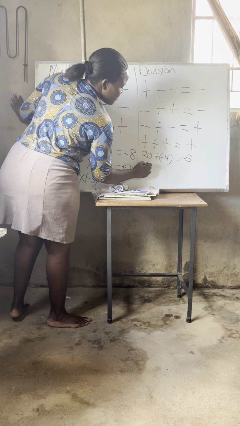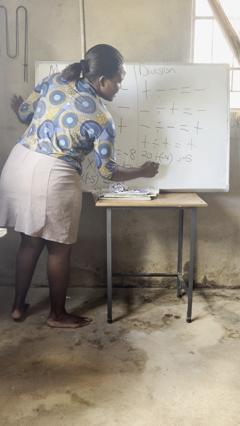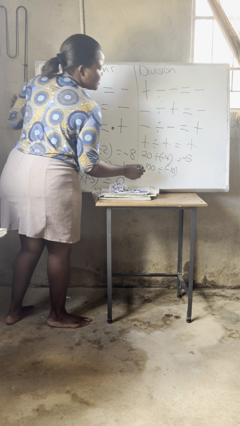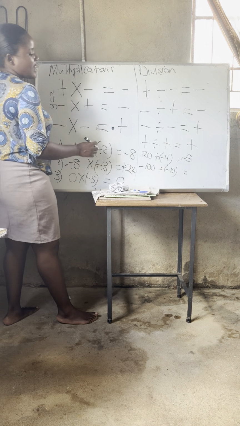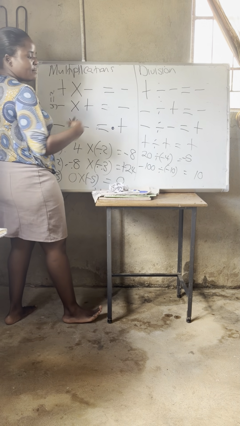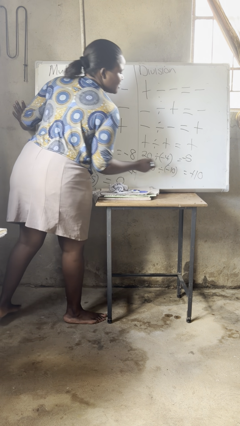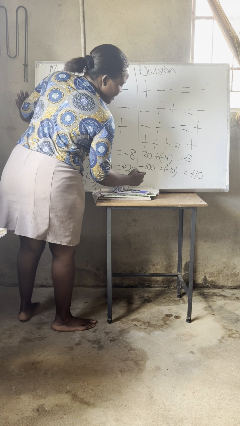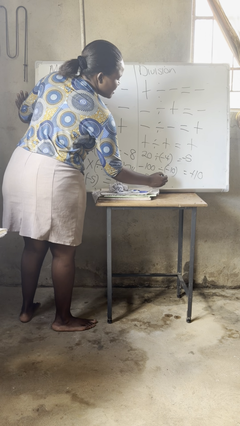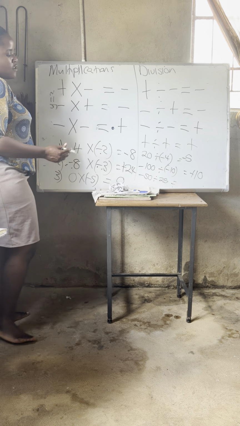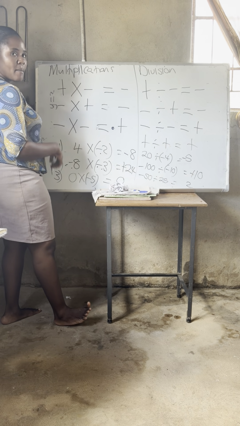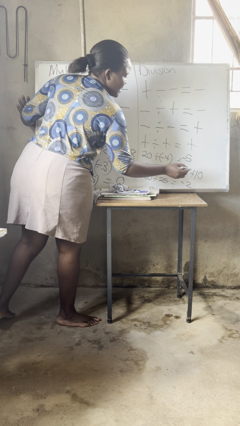Here, let's say you are given negative 100 divided by negative 10. Right? So, 100 divided by 10 is 10. A negative number divided by a negative number, we get a positive. Right? Let's say you are given negative 50 divided by positive 25. 50 divided by 25, you get 2. A negative number divided by a positive, you get a negative.